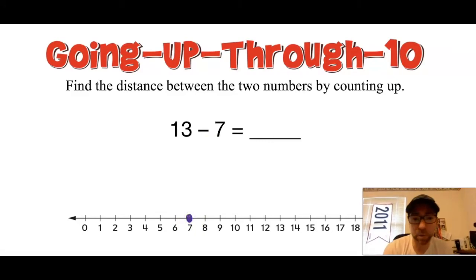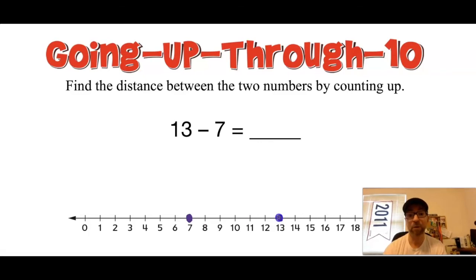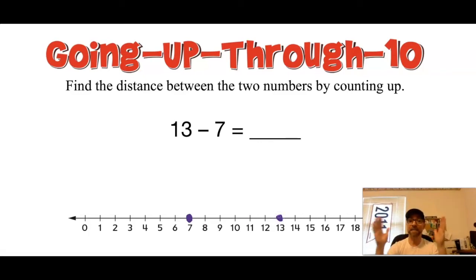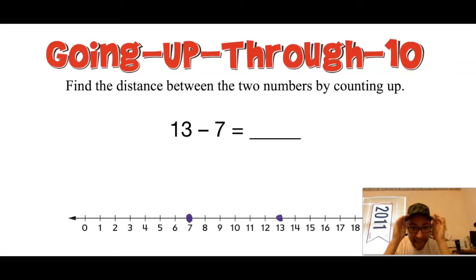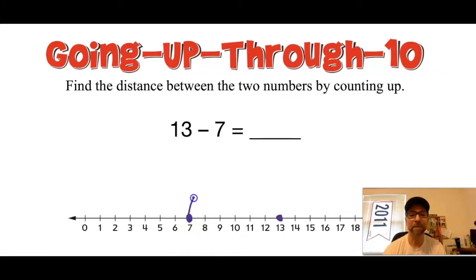Now, the first thing I want to do is I'm going to stop when I get to the number 13, because when I count up, I want to find the distance between the two numbers. But I like to use the number 10 as a stopping point, because 10 is a friendly number. So let's see, if I start at 7, how far am I away from 10? Well, this is why we learn our friends of 10.